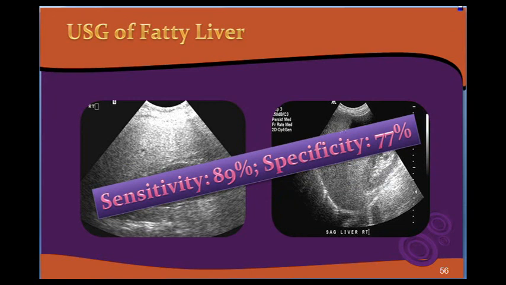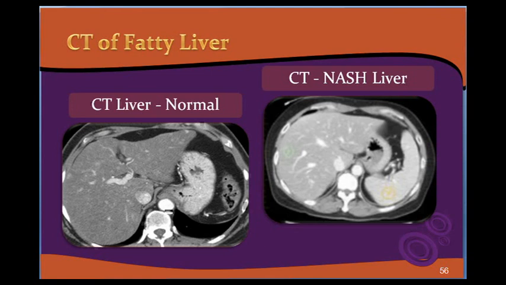Now, let us look at some CT pictures of fatty liver in the subsequent slide. The one on the left hand side is the CT liver of a normal liver, computed tomography. You see the density of the liver much less compared to the bony density, compared to the contrast in the stomach, and compared to the intestinal shadows.